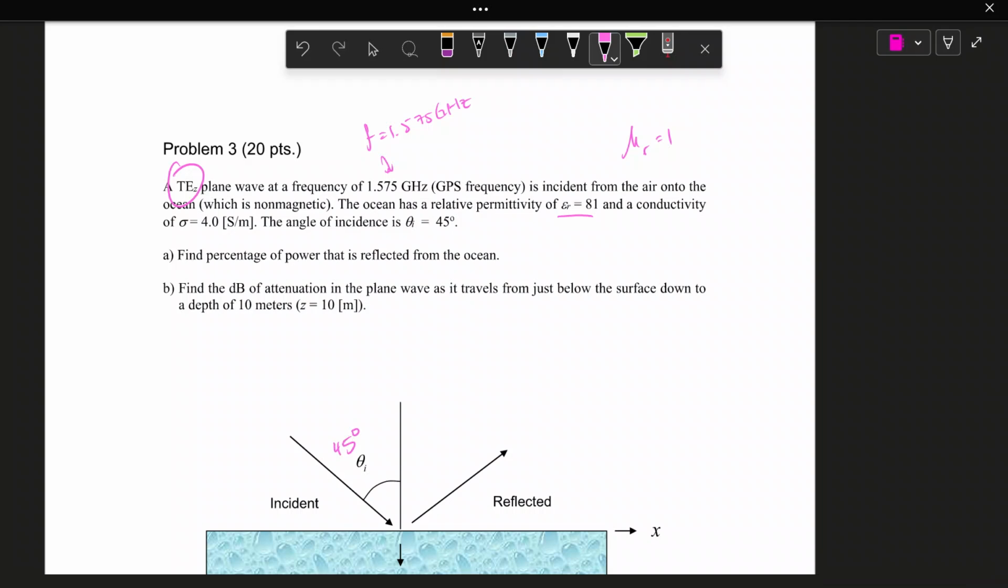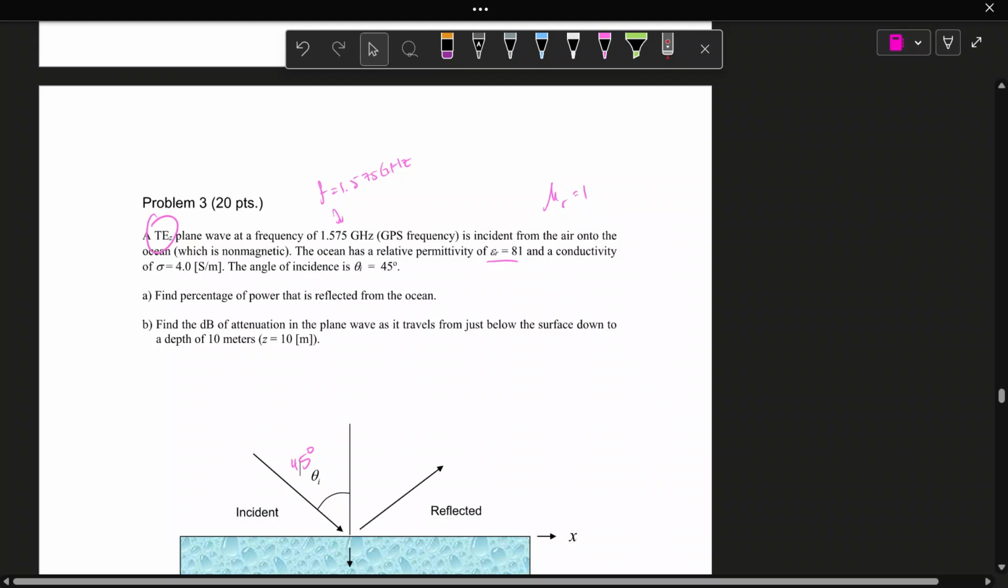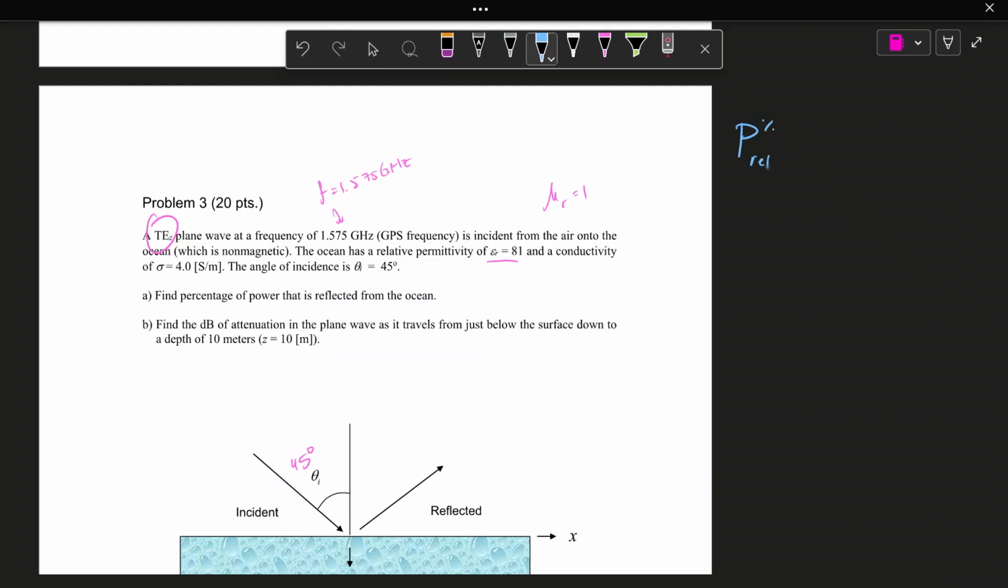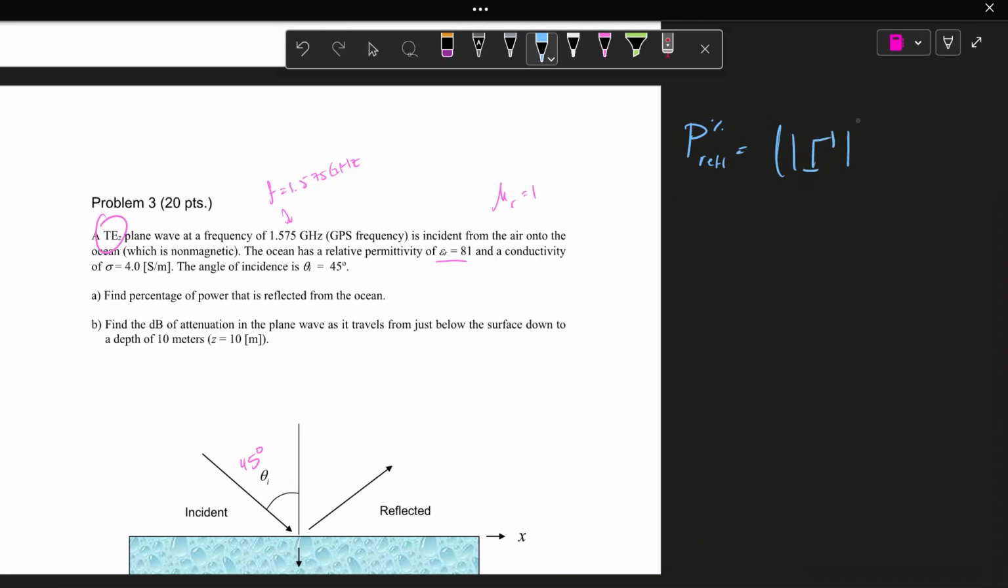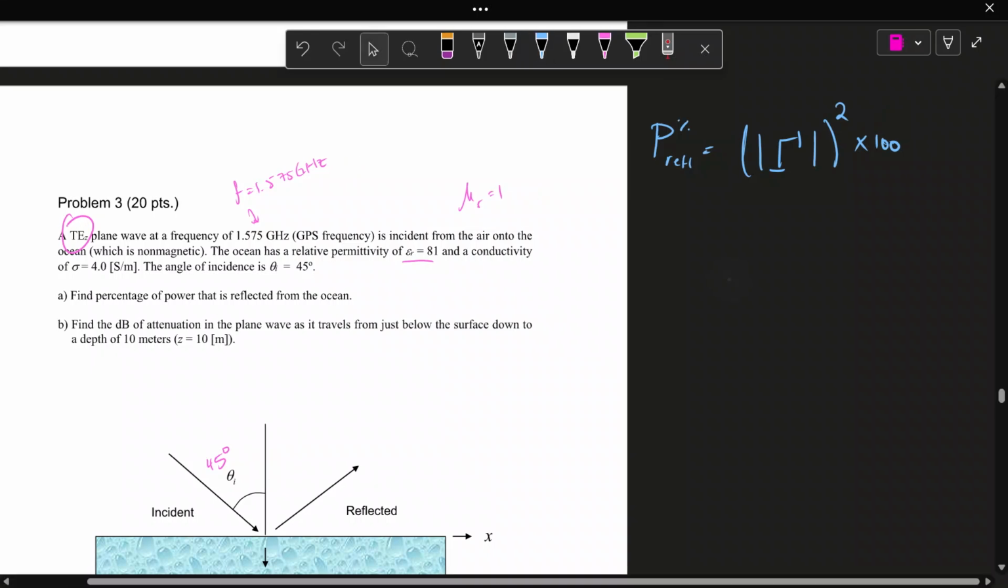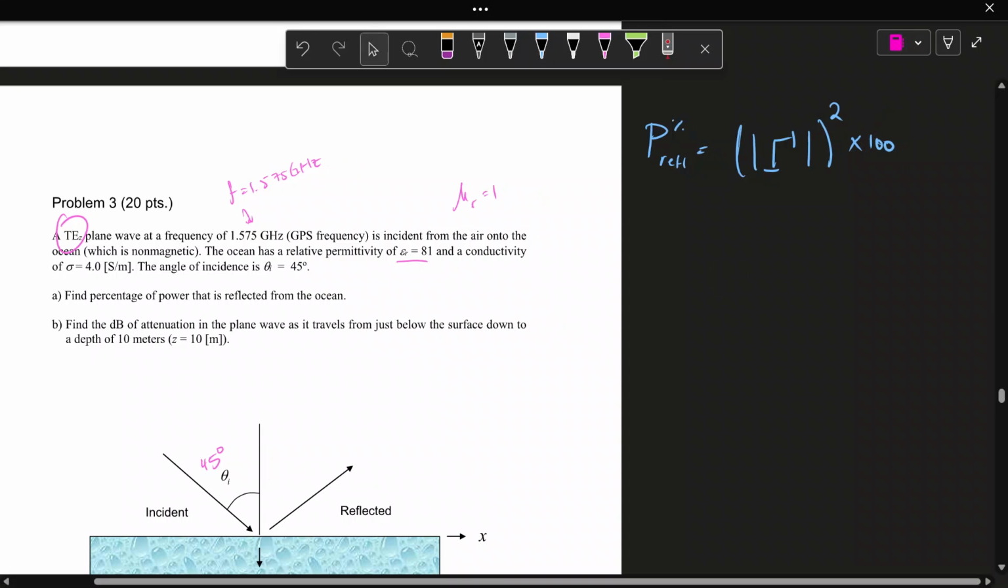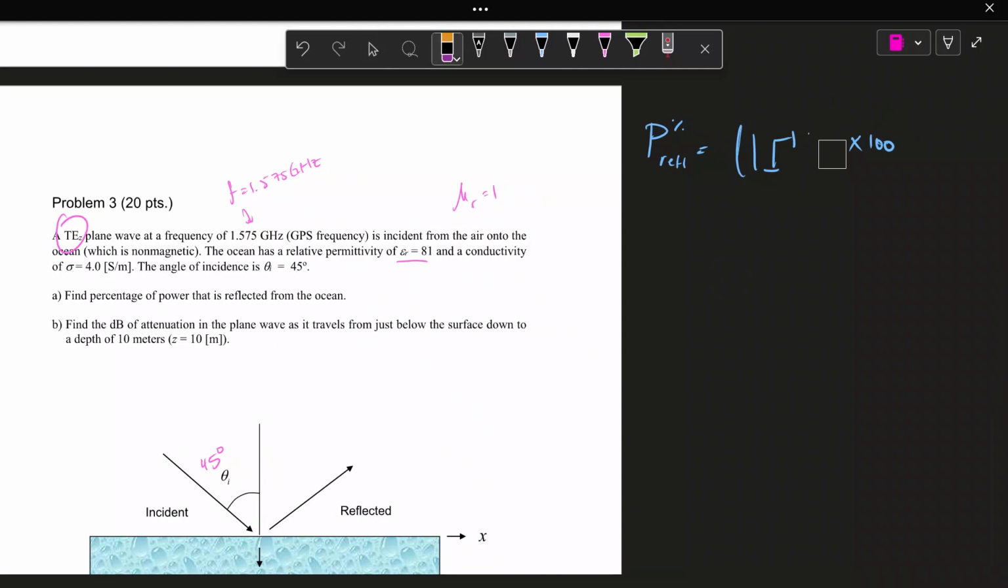First thing that we should do is write the equation for the percent of power reflected. It's going to be this equation, and it's in the formula sheet: gamma squared times 100. Gamma is our reflection coefficient. Now, gamma can change depending on whether we're talking about TE or TM. We're talking about TE polarization, so we put a TE up here.